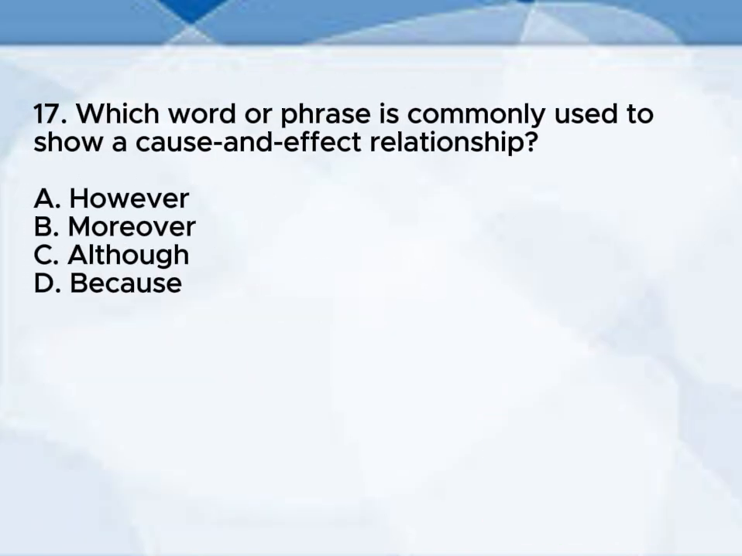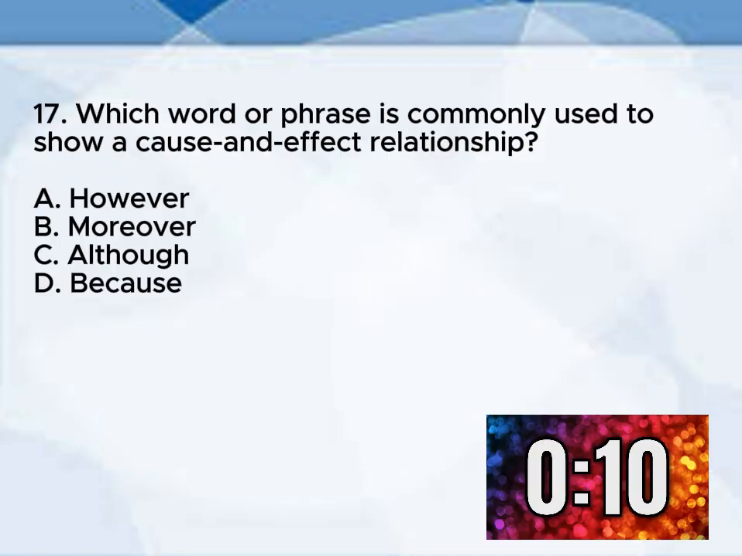17. Which word or phrase is commonly used to show a cause and effect relationship? A. However. B. Moreover. C. Although. D. Because.